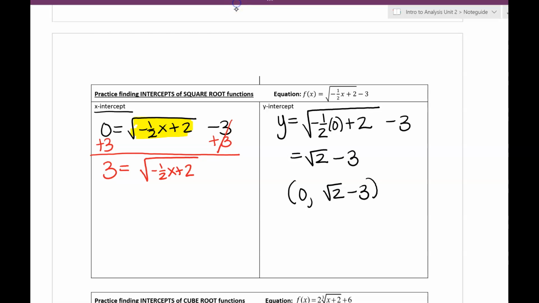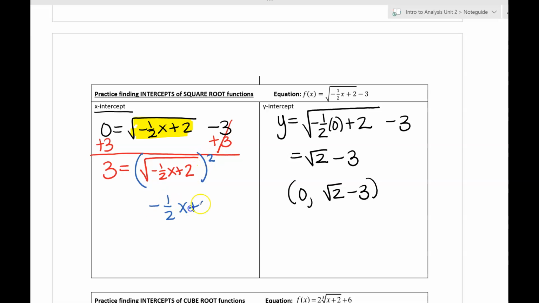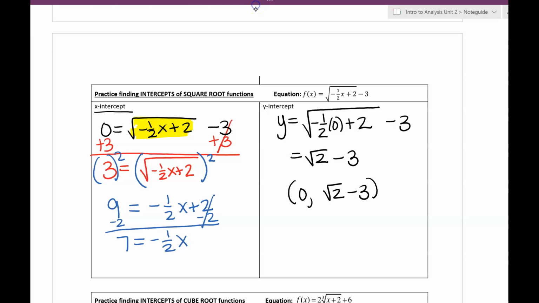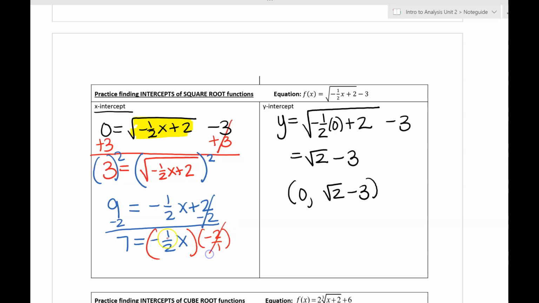And then how do we get rid of a radical? Well, when we had a squared, we use a radical. Now when we have a radical, we want to square, and squaring that radical will cancel out that operation and just leave us with the expression inside the radical. Now we want to finish solving for x like we normally would. So I'm going to subtract 2. And then I'm going to multiply by negative 2 to cancel out that 1/2, so that those will be like a 1. And I get negative 14. So my x-intercept is negative 14, 0.